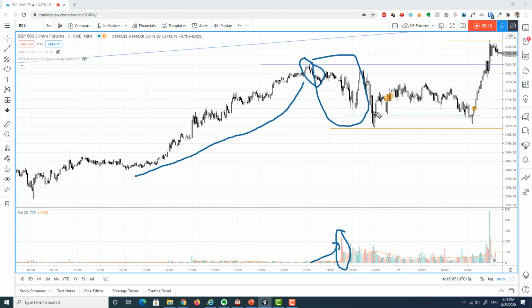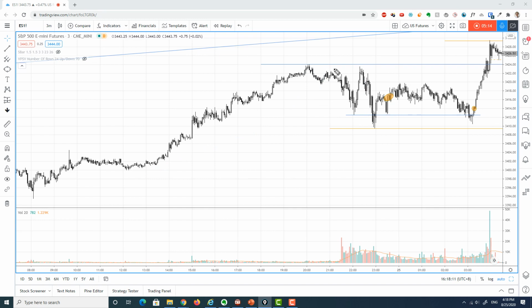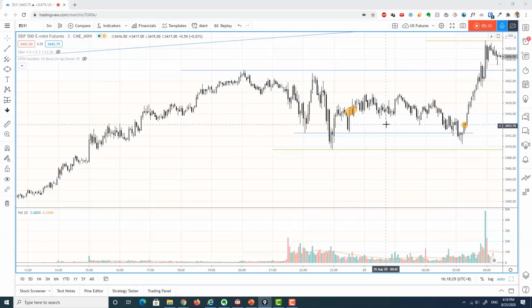Actually just sets up the boundary of the trading range. So this is the change of character here, and subsequently we are entering into this trading range between 34.12 to around 34.24. So it's a very tight range. But you can see that, let me just zoom in a little bit here.